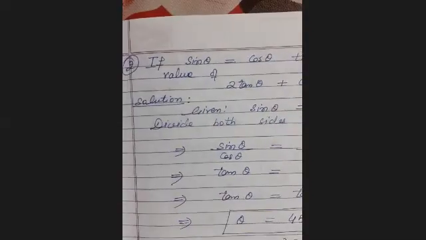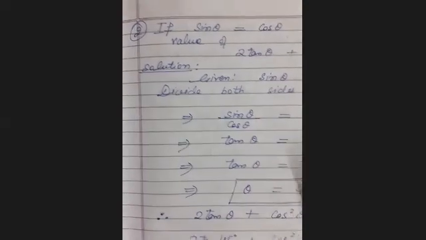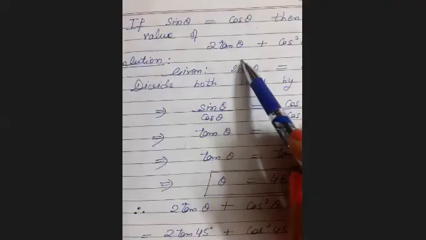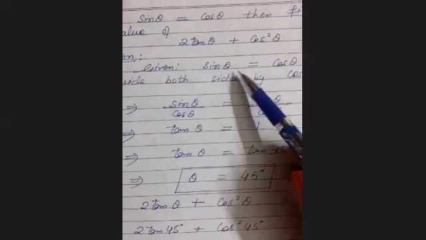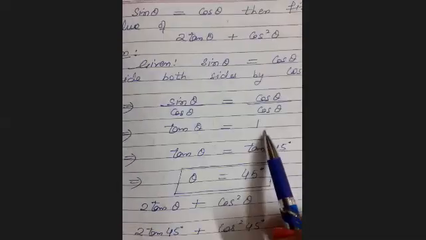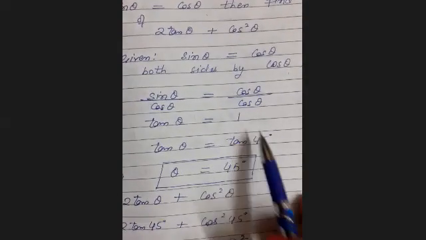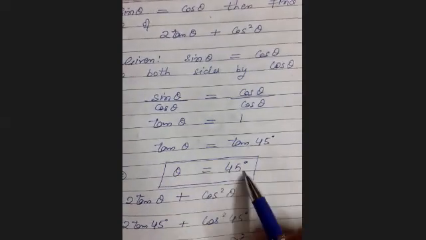Let us discuss the next question. If sin theta equals cos theta, then we have to find out the value of 2 tan theta plus cos square theta. As we know, sin theta equals cos theta is given to us, let us divide both the sides by cos theta. It will become tan theta, and it will become 1. And in the trigonometric table, tan 45 is 1. That's why we remove tan and theta is 45 degrees.